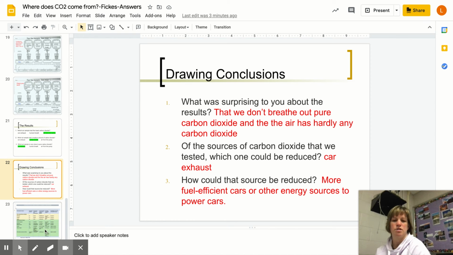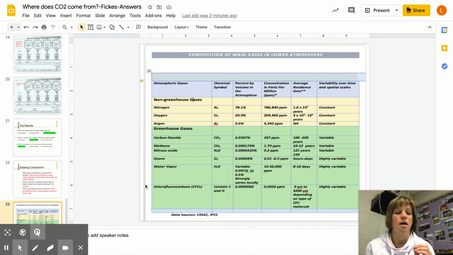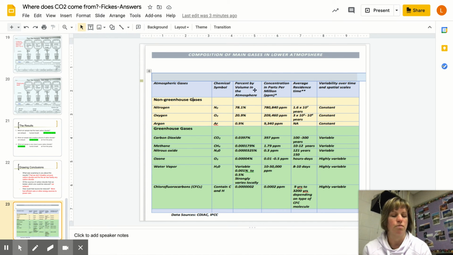Now, something that I wanted to show you so that you could really understand these results better is this chart. There's a lot going on here, but this chart is showing you the composition of our atmosphere, which means what it's made of, and it's specific to the lower atmosphere. So look at this. A little over 78% of our air is nitrogen in the form of 2 nitrogen atoms bonded together, N2. We breathe that in. Our body doesn't need it, use it, or change it. We breathe it out in the same form.